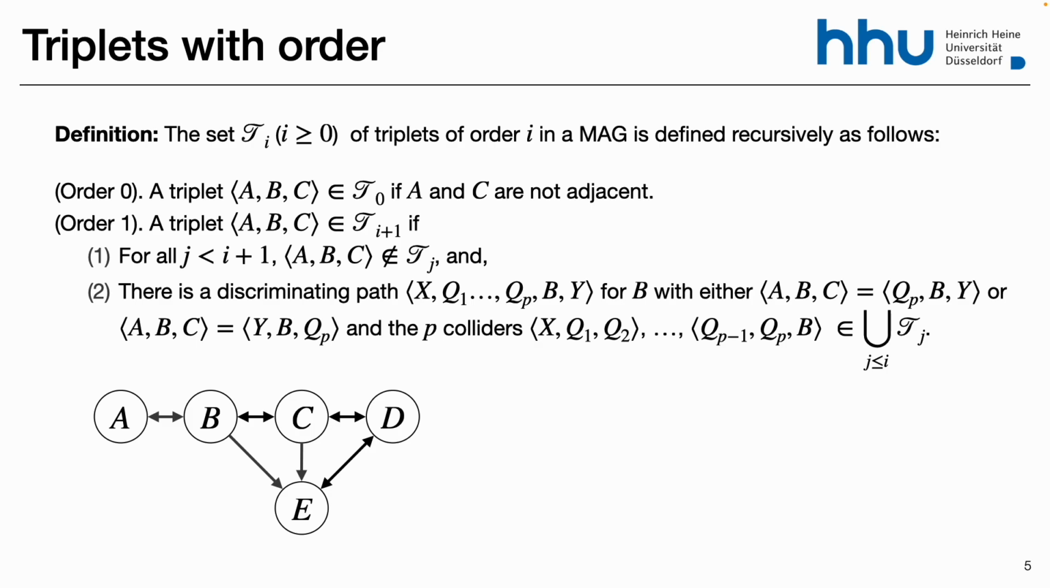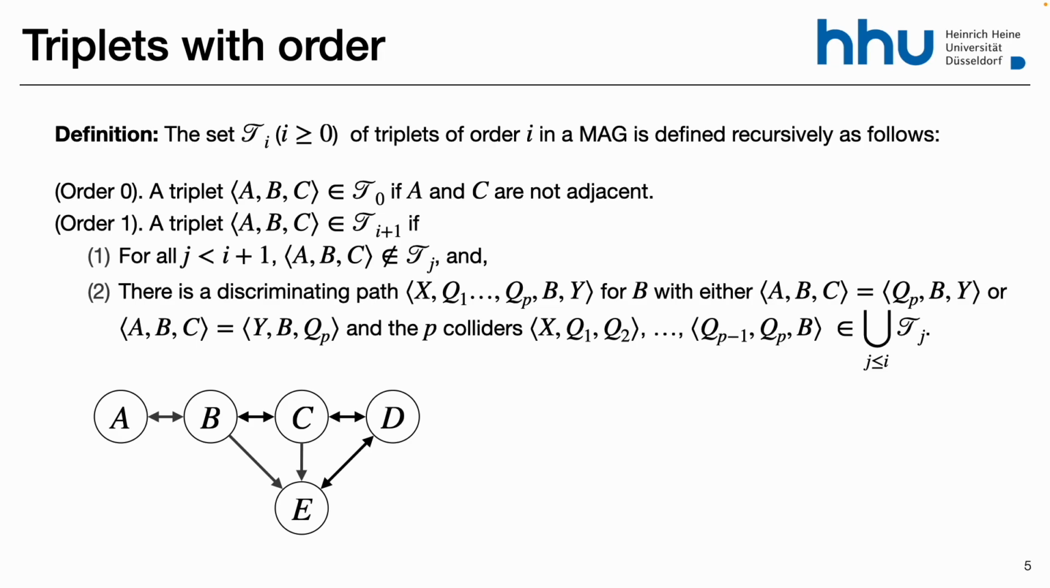And because I could find this discriminating path in this graph, this is a non-collider of order. And since I'm conditioning on one variable to find out if it's a collider or not, it's of order 1. C is of order 1. Now I'm talking about the BCE. Now I want you to see what happens with CDE.